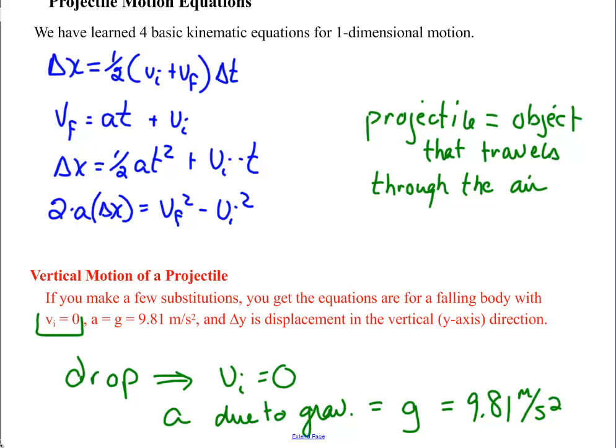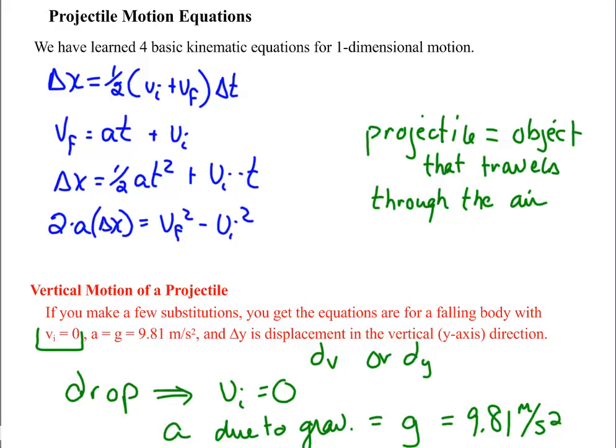Delta y, sometimes it's called dy for vertical displacement, or displacement in the y direction, are also going to be terms that we will use. So in any of the problems, we can substitute a g in for an a if we're dealing with a vertical projectile, if it's not motorized or having something pushing it, if it's accelerating or decelerating because of free falling and gravity, then we can put the g in for the a.